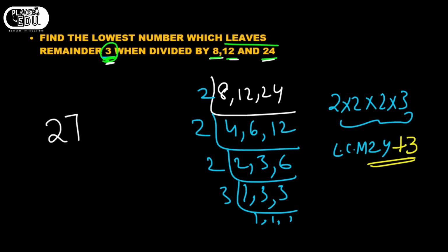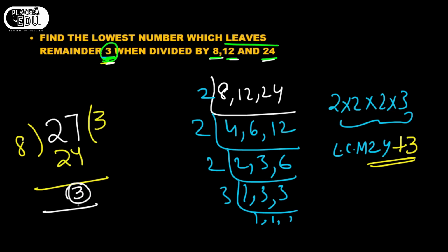Let me check with 8. When this is divided by 8, the remainder should be 3. Okay. 8 3s are 24. 27 minus 24 is 3. This is the remainder.